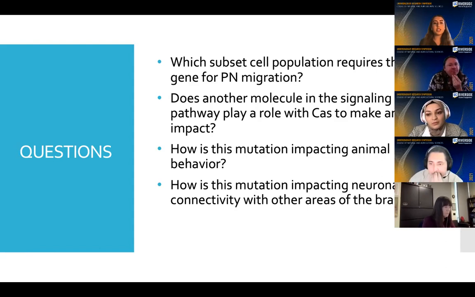And then another question I had was, how is this mutation impacting the animal behavior? Currently all the animals that we have that have this mutation seem to be behaving normally. We haven't run any tests on them, but that would be an interesting thing to try out in the future, and to see how this mutation is impacting the neuronal connectivity with other areas of the brain. Since the pontine neuron is so important and it connects with a lot of different areas of the brain and plays an important role in motor behavior and balance, maybe mutating the Cas genes in that area has an impact on its connections in other parts of the brain, maybe weakening or strengthening that connection.